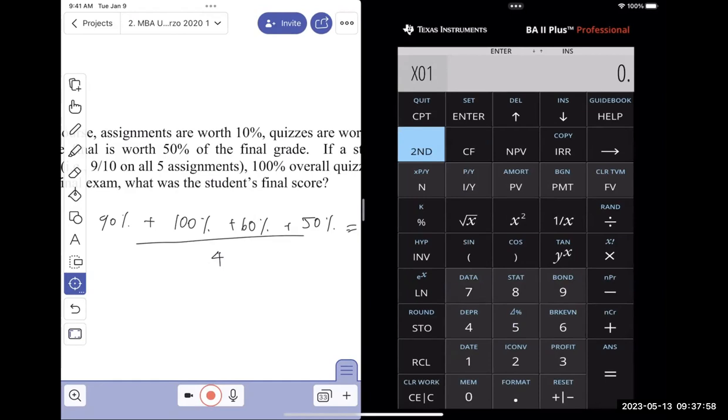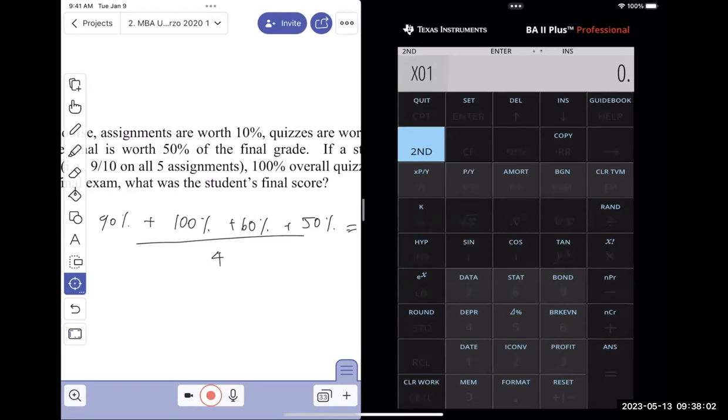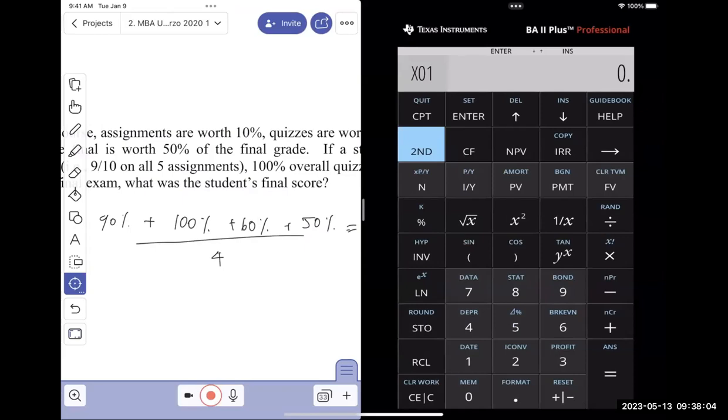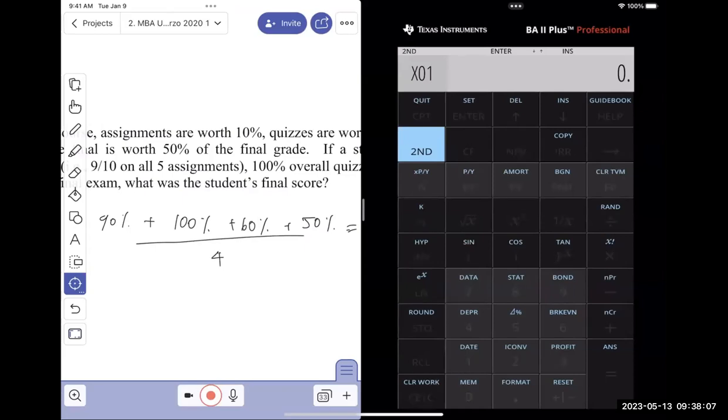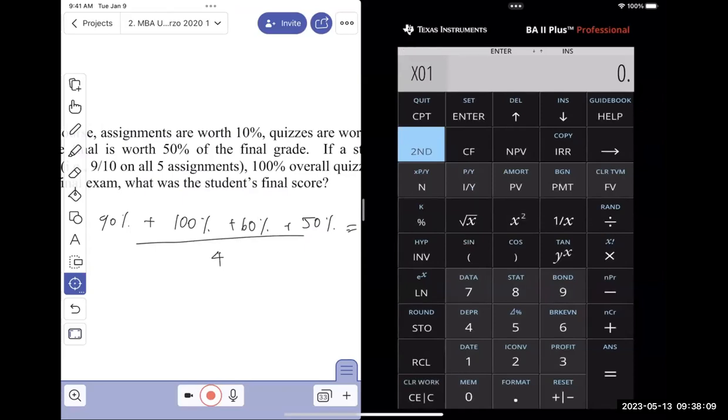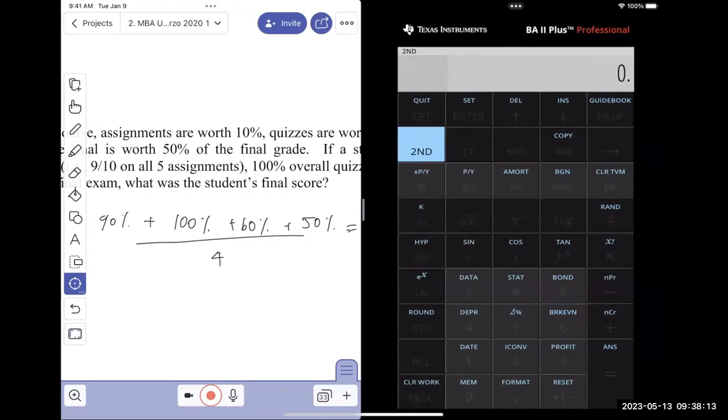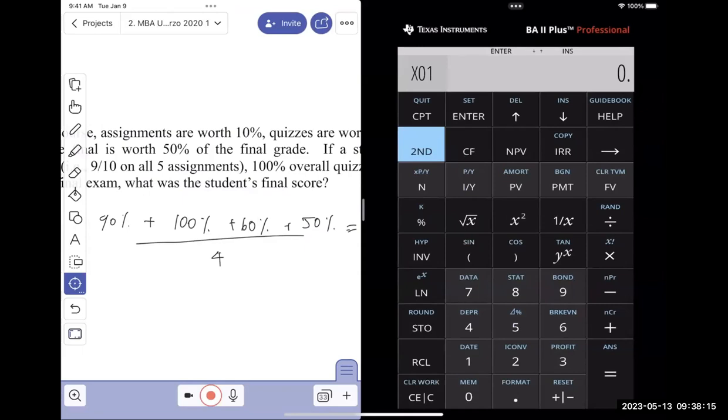Let's turn the calculator into stat mode. I do that by hitting second data. If there's something in there, I need to hit second and down here, clear work, to clear it. You have to be inside the worksheet to be able to clear. So now I start entering my values.